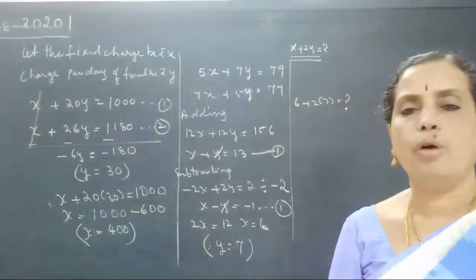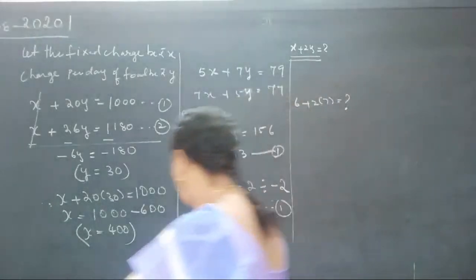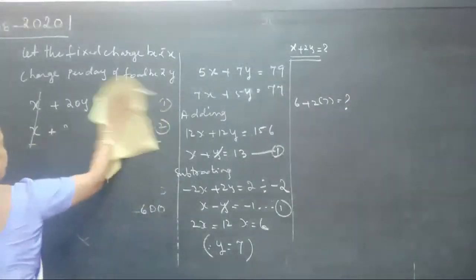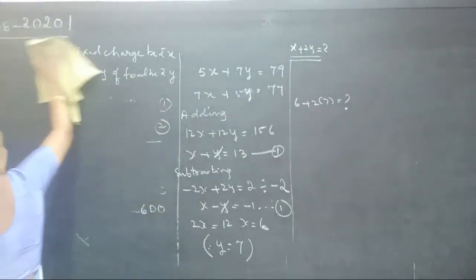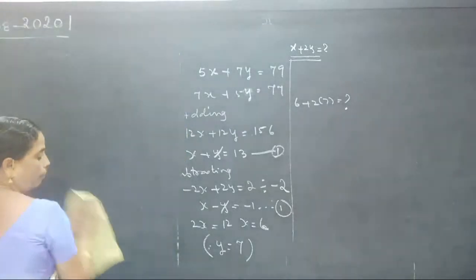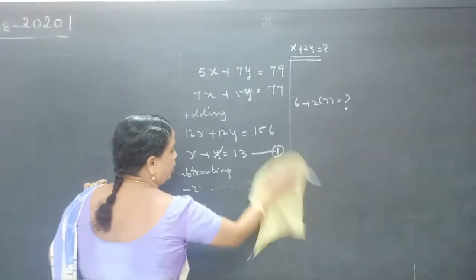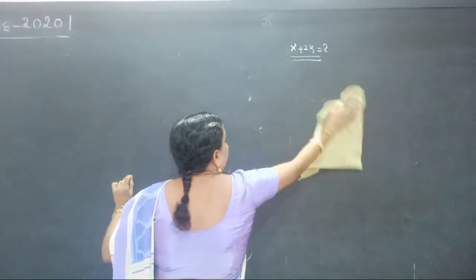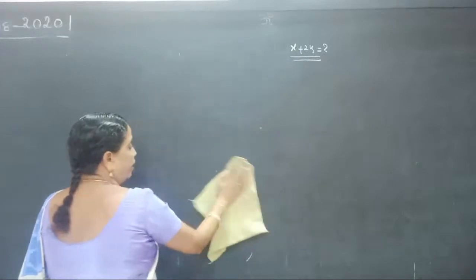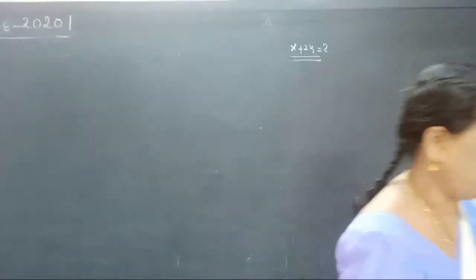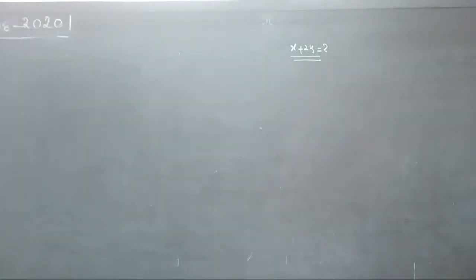Now let us move on to the digit problem. Age problem, digit problem, fraction problem, fixed amount problem, speed problem, income expenditure problem, work taken by two persons, like that. You have wide varieties in this linear equation statement problem. Here is the question.